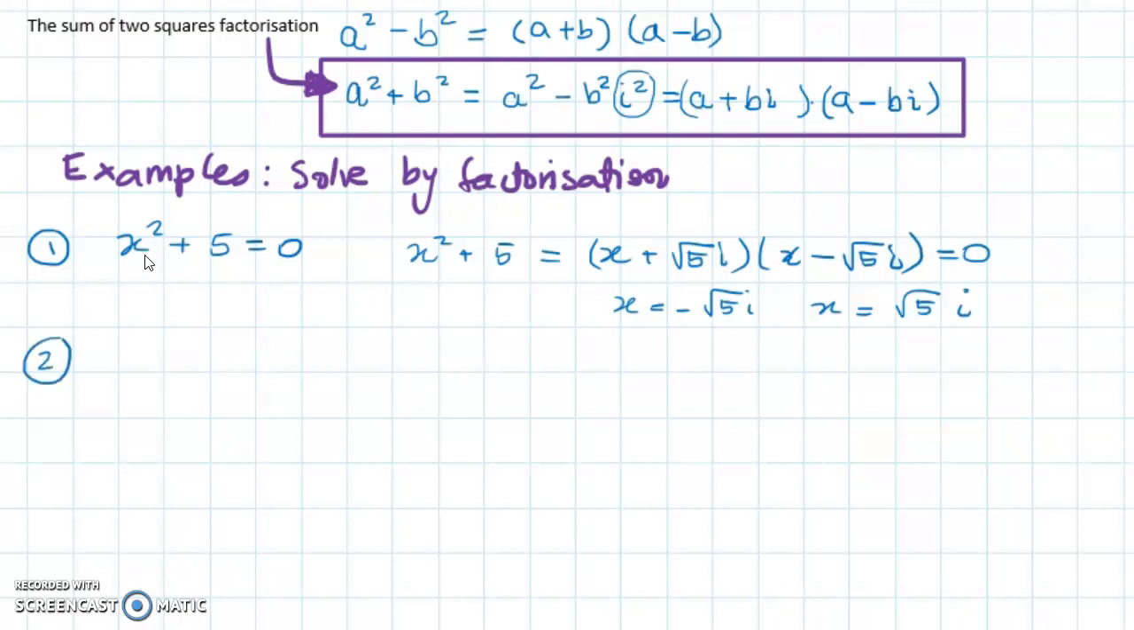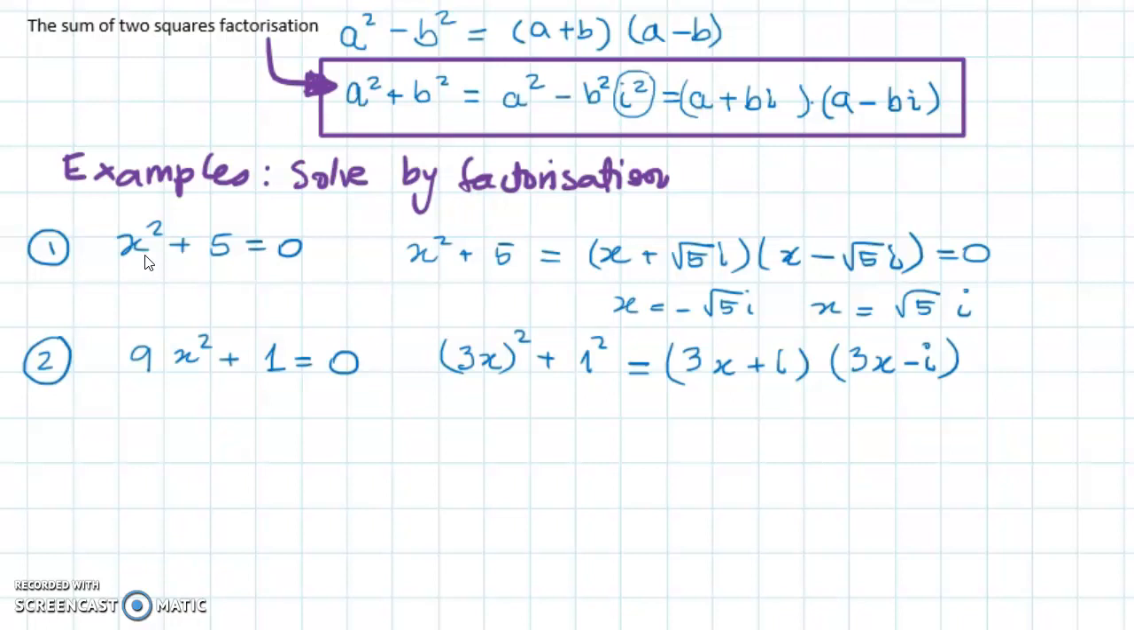Let's try now for the second example. 9x squared plus 1 is equal to 0. So we want to factorize 9x squared plus 1. We can see this is 3x, all of that squared, plus 1 squared. That's another way of writing 9x squared plus 1. So applying our formula for the sum of two squares, we can write this as 3x plus 1i, so 3x plus i, multiplied by 3x minus 1i, so just write minus i. And this is what we want to be equal to 0.